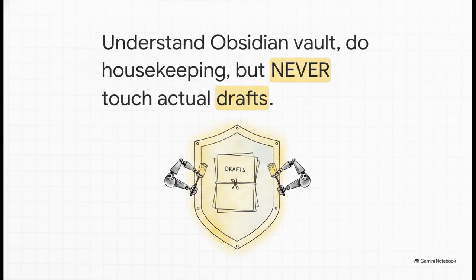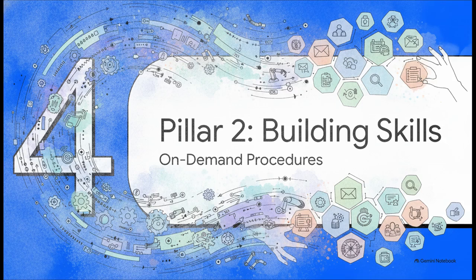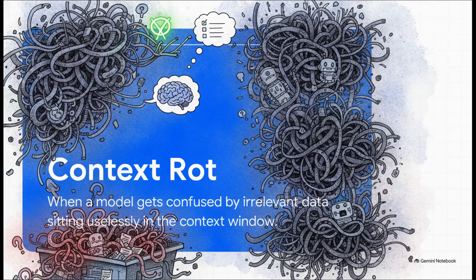All right, moving on to part 4, pillar 2, building skills for on-demand procedures. So rules perfectly solve the identity problem. But what about those repetitive actions you find yourself doing every single day? That's where skills come in. Skills automate your recurring tasks without you ever needing to re-explain the steps to the AI.